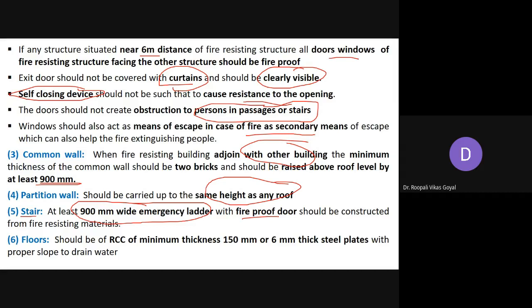Then floors. Generally these floors should be of RCC of minimum 150 mm thickness, or they can also be made of 6 mm thick steel plate, and it should be provided with a proper slope to drain the water. So these are the provisions to be provided in a fire resisting building.